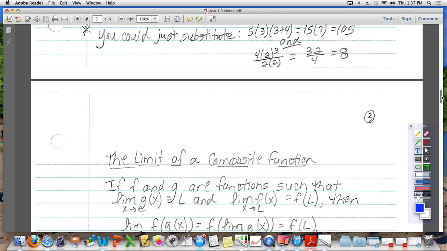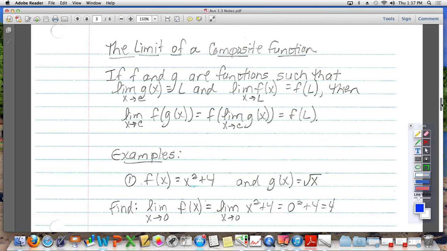All right, the limit of a composite function: if f and g are functions such that the limit of g of x is equal to L, and the limit of f of x is equal to f's value at the limit of g, then the limit of f of g of x as x approaches c is equal to f of L. Are you okay with that? Totally. Okay, great, let's move on.